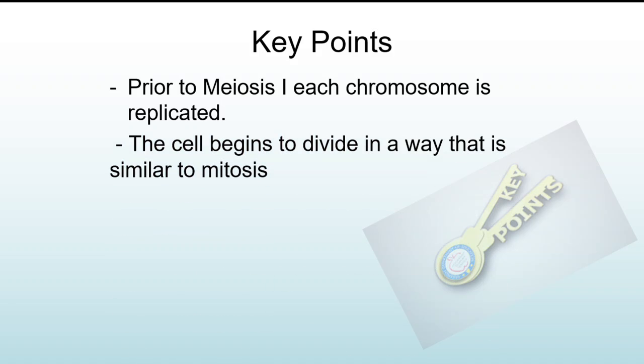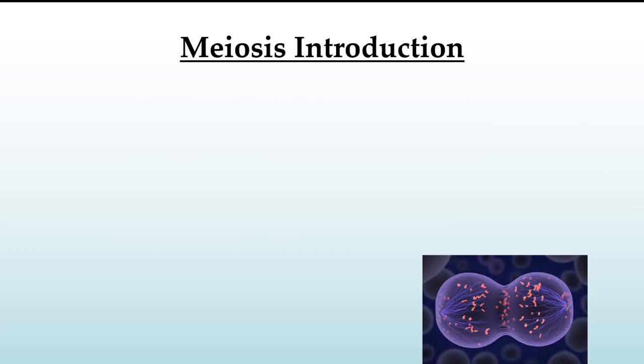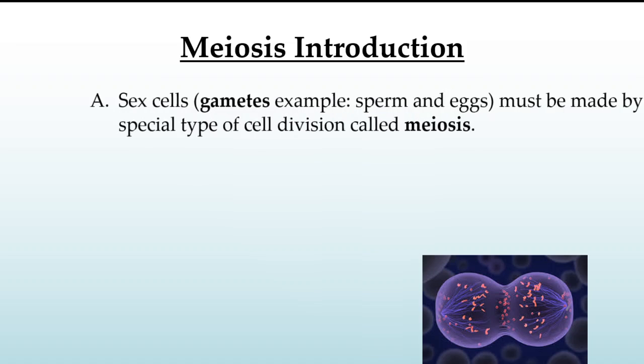The second key point is that the cell begins to divide in a way that is similar to mitosis. So the beginning is very similar to mitosis, but you'll notice in the end it's very different. Meiosis involves two distinct divisions. The first one is called meiosis 1, and the second one is called meiosis 2. I know, super inventive names.